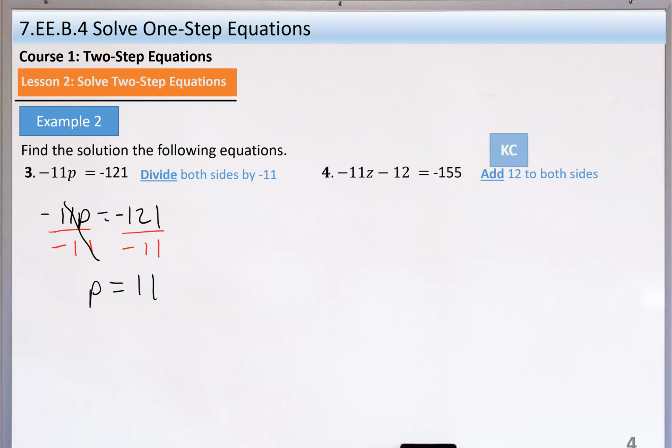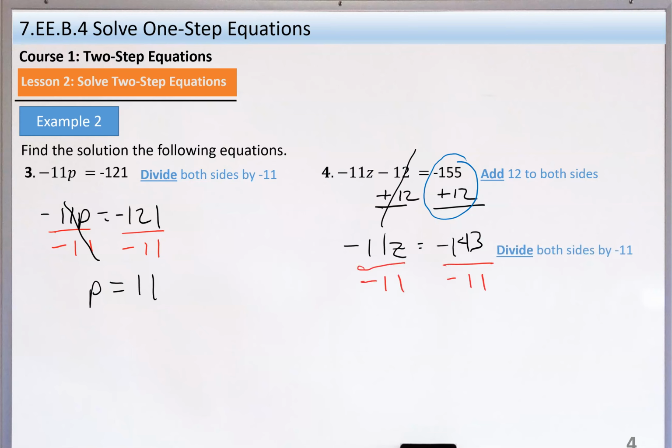Number 4. What do you think? I already told you I'm going to add 12 to both sides first. And here's where your integer operations comes in handy. I'm more negative by 143. The negative 12 and the plus 12 cancel out. I have a negative 11 times some number z equals negative 143. One step equation. I'm going to divide both sides by a negative 11. That leaves me with z equals 13. Again, a negative divided by a negative is positive.